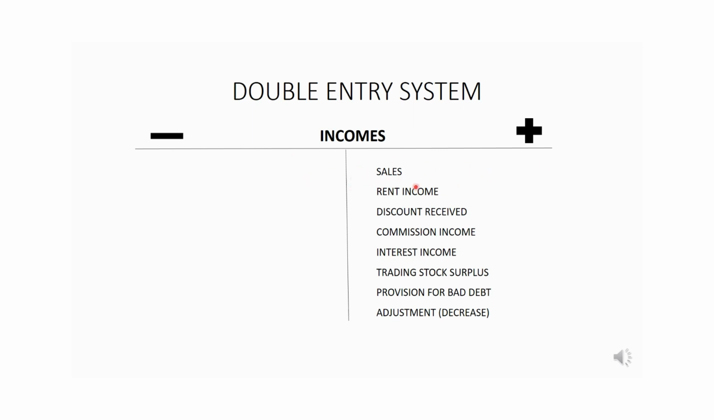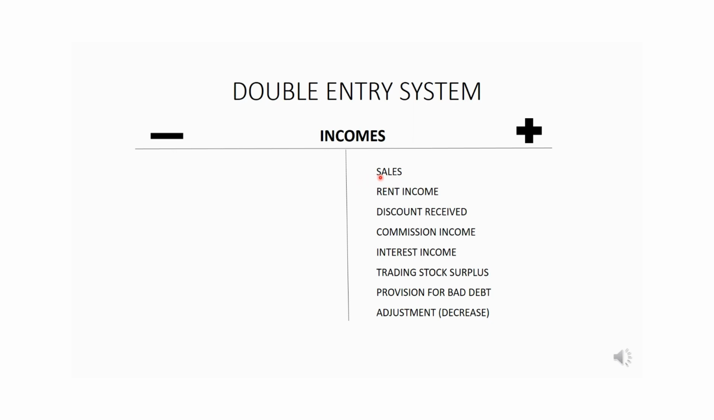Let us start with your sales account. Whenever we sell goods, whether it's cash or on credit, if you sell goods for cash, two accounts will be affected. You will have bank being debited and you'll have sales being credited. Remember, your income account increases on the credit side, so your sales will be credited.